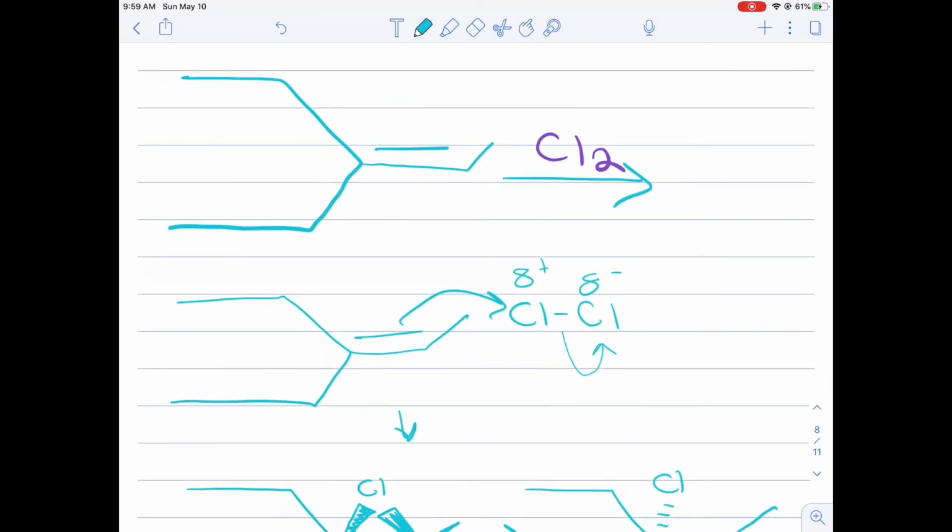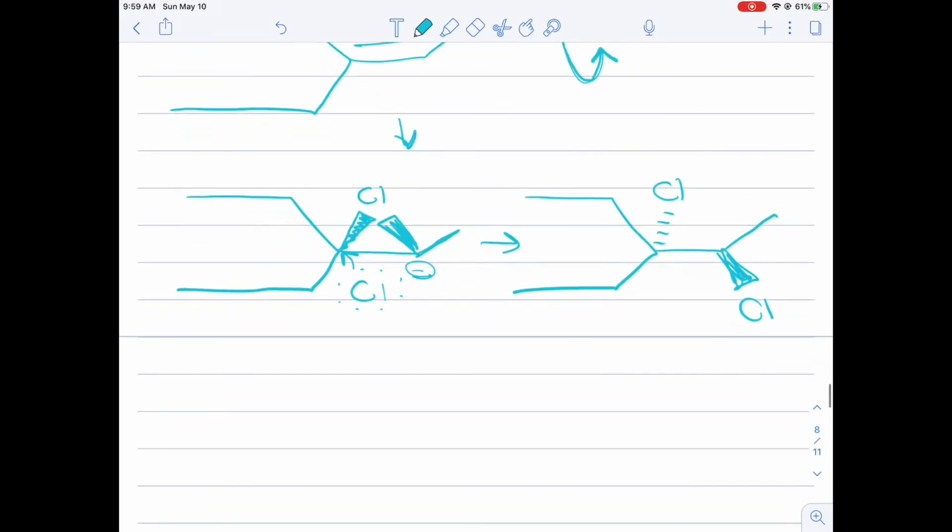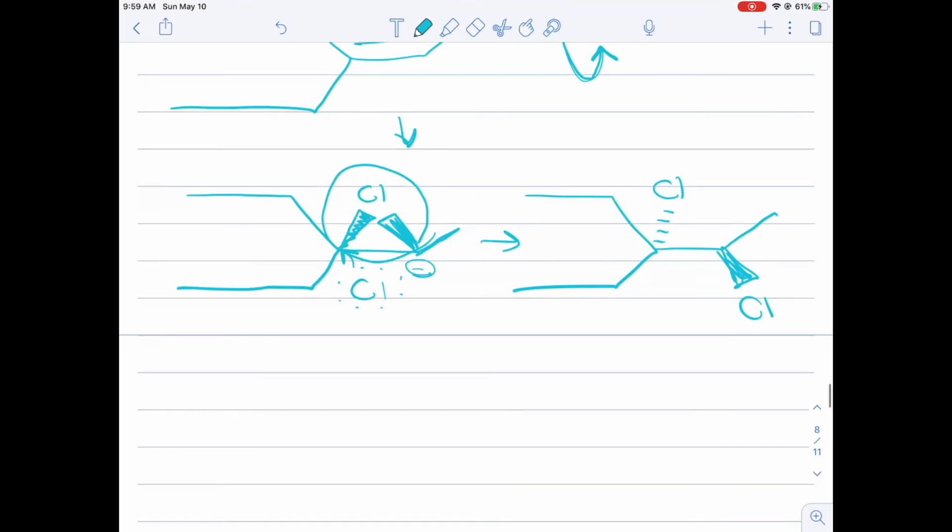Here you have an unsymmetrical alkene reacting with a diatomic chlorine. Your pi bond is going to attack the partially positive chlorine, breaking the bond between your two chlorine atoms and expelling the electrons back to your partially negative chlorine. This in turn forms a halonium ion, and since this halonium ion was formed on the front, your negative chlorine atom is going to want to attack from the back.